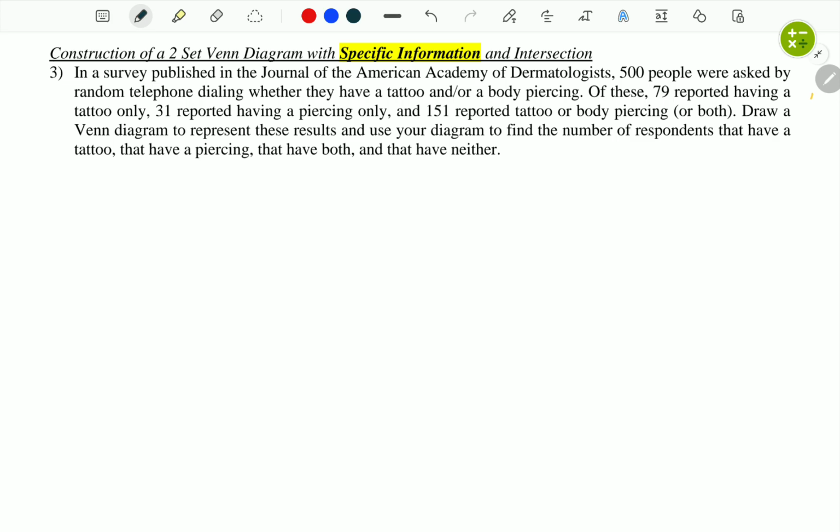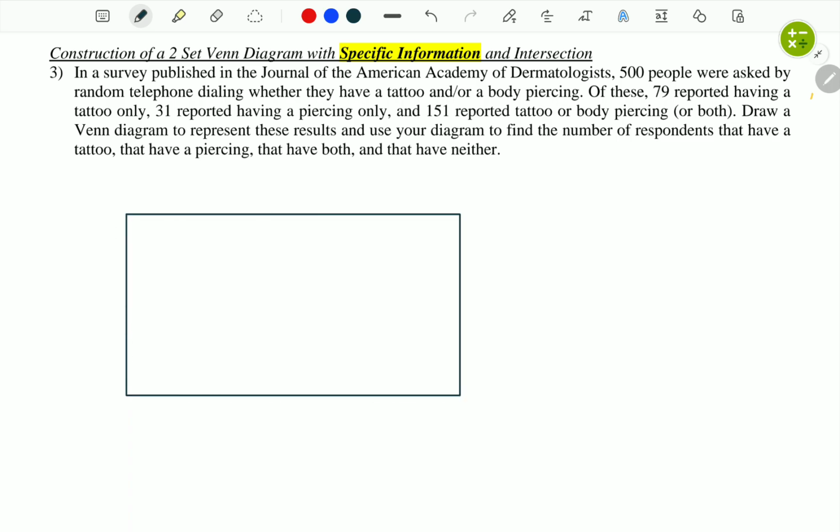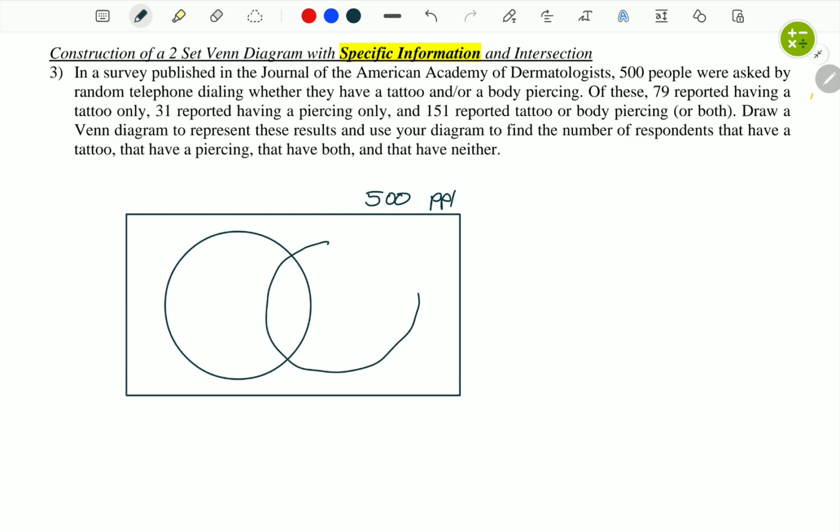All right, so we have two categories, tattoos and piercings. So this will be a Venn diagram with two circles, and we know that 500 people were asked at random. So we have 500 people. And our two circles, one for a tattoo, one for a piercing, and we're going to assume that they have an intersection. So me personally, I have both, but who cares about me?